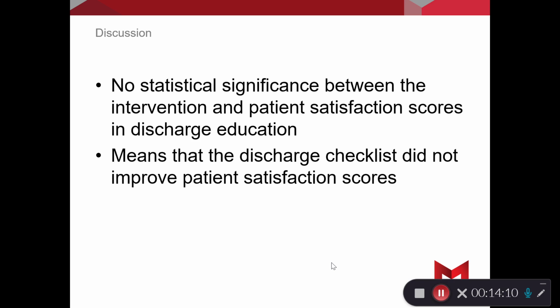So for the discussion, there is no statistical significance between the discharge checklist and the patient satisfaction scores and discharge education. So this means that the discharge checklist did not improve patient satisfaction scores, even though we're expecting, based on previous evidence, that the discharge checklist was going to improve the discharge process, improve patient satisfaction scores, and improve patient outcomes.